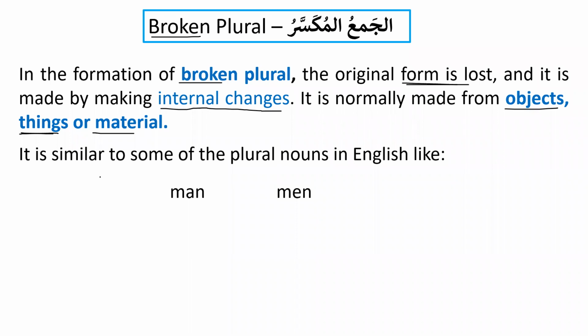How to understand it? Let's have a look at the example in English, and inshallah it will be easy for us to see. It is similar to some of the plural nouns in English, like man. And when we make plural, what happens? The internal change takes place. There is no addition, nothing. We didn't add anything to that. There is no addition of s, like boy and boys and girl and girls. What happened? The internal change has taken place, and from man it has become men. Similarly, from woman it becomes women. So internal change takes place in jam'u al-mukassaru, in the broken plural.